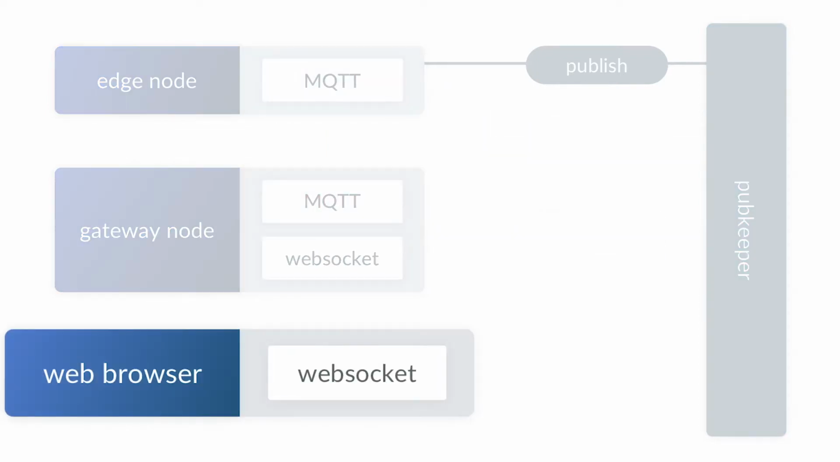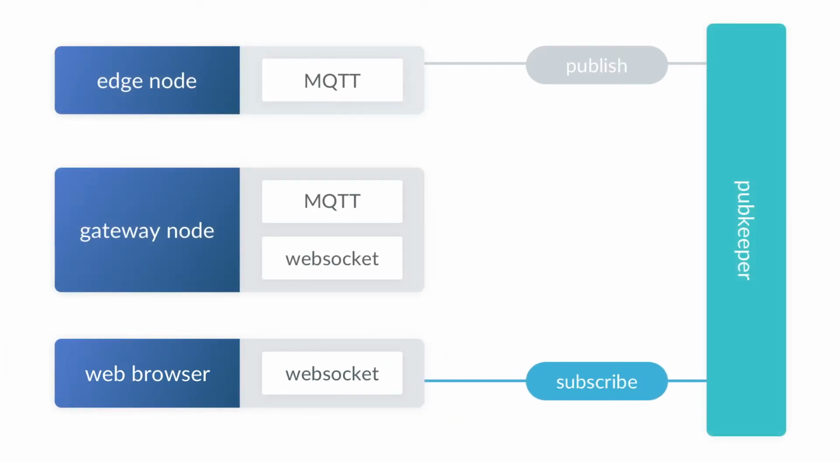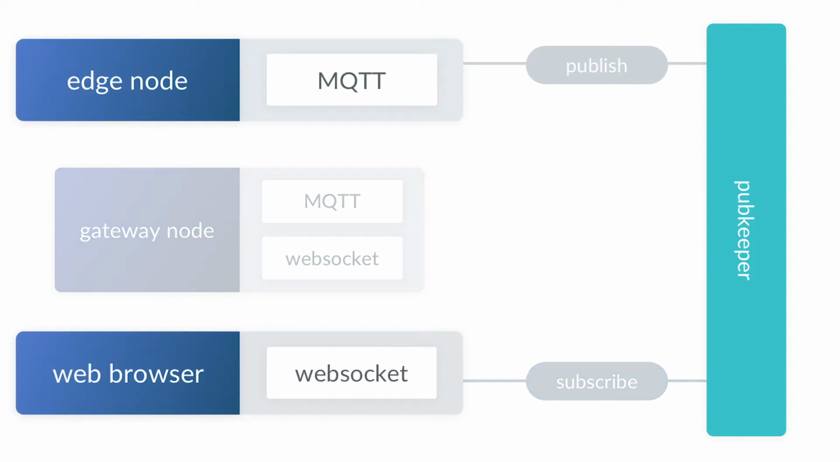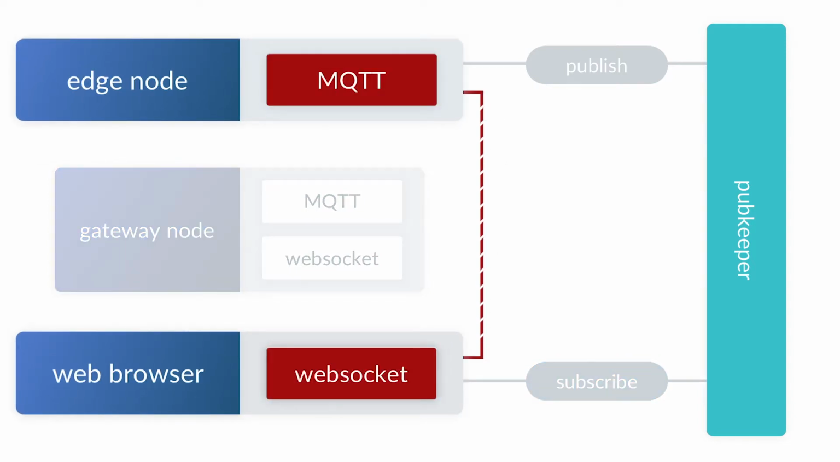Now let's say a web browser comes along and also wants that temperature data. It informs the Pubkeeper server that it wants to subscribe and that it supports WebSockets. Pubkeeper sees that there is a publisher of temperature data, the edge node, but that the node doesn't support WebSockets.